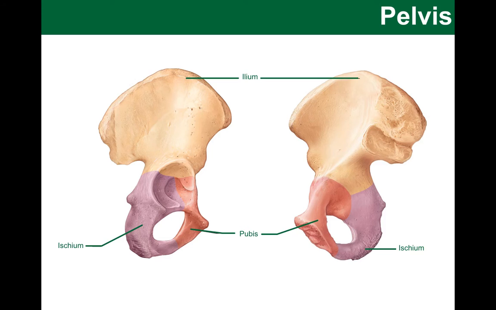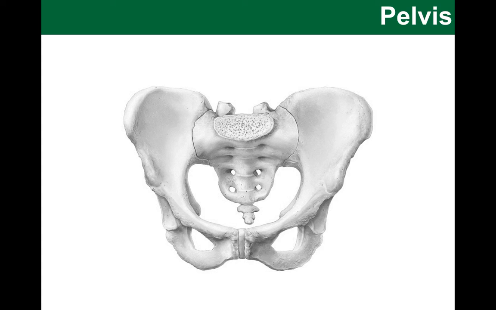Let's look at a few other structures that we need to know. Here we have acetabulum, which is the socket where the head of the femur joins to form our hip joint. And we have body of ilium, the largest part. And then we have iliac crest. This is the superior margin of the hip.